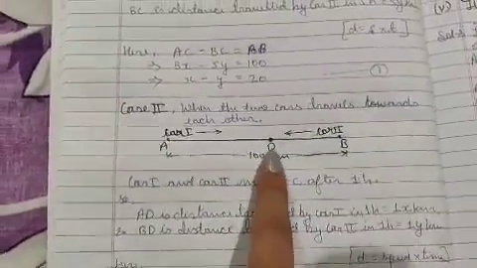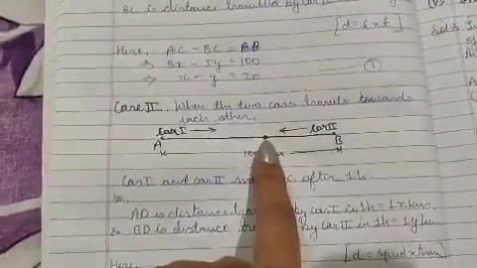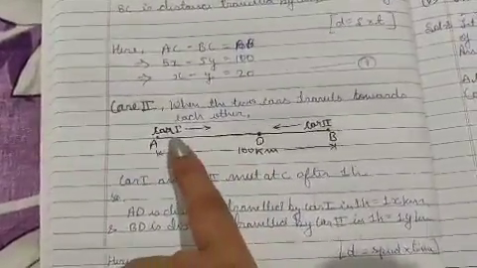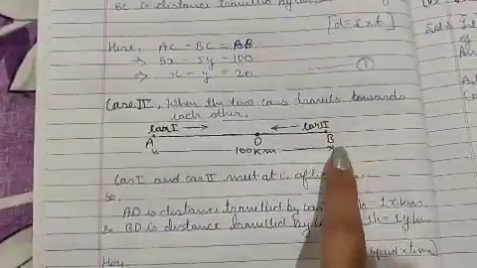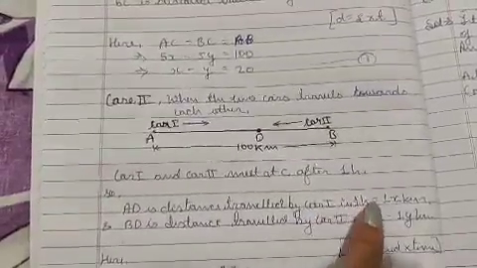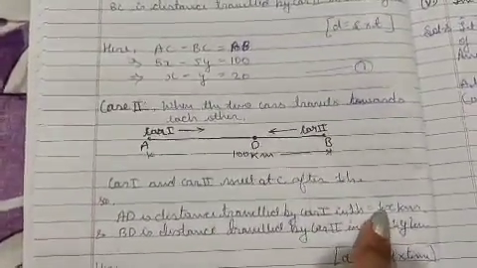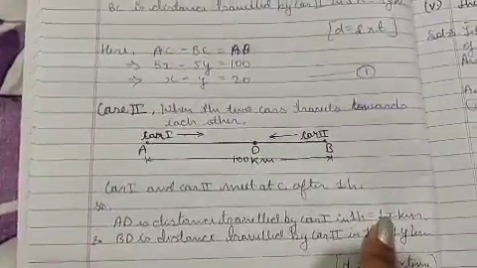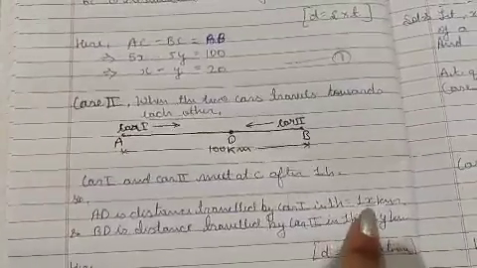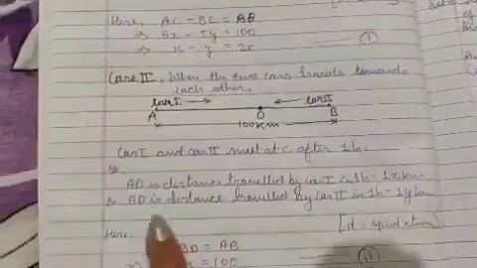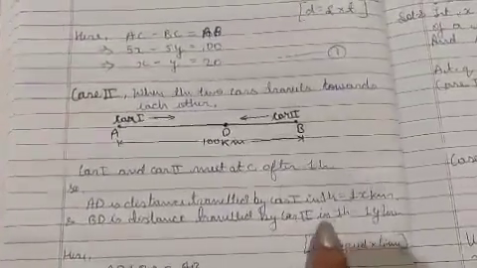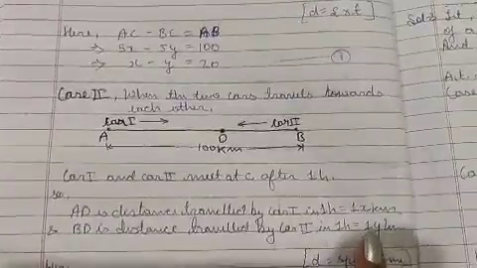Now suppose these two cars meet at point D after 1 hour. So AD will be the distance traveled by car 1 and BD will be the distance traveled by car 2. AD is the distance traveled by car 1 in 1 hour, given by time into speed of car 1. The time taken by car 1 is 1 hour and the speed of car 1 is x. So the distance AD is 1x, and BD is the distance traveled by car 2. Distance is equal to speed into time, so the distance traveled by car 2 will be 1y.